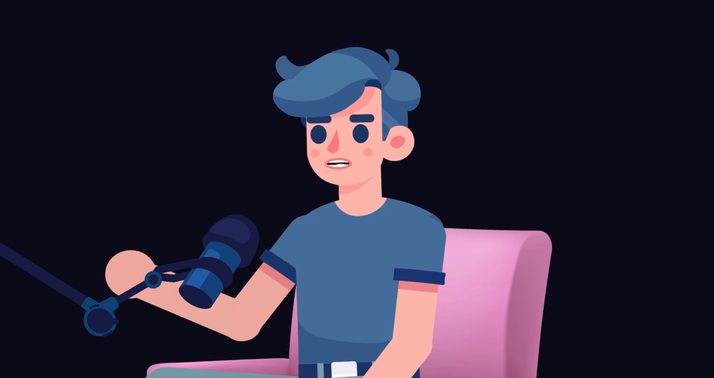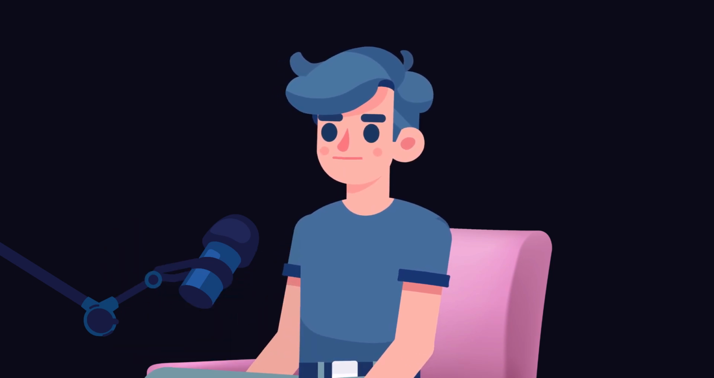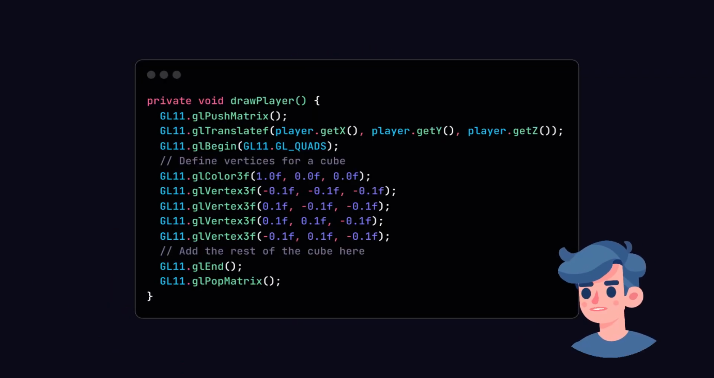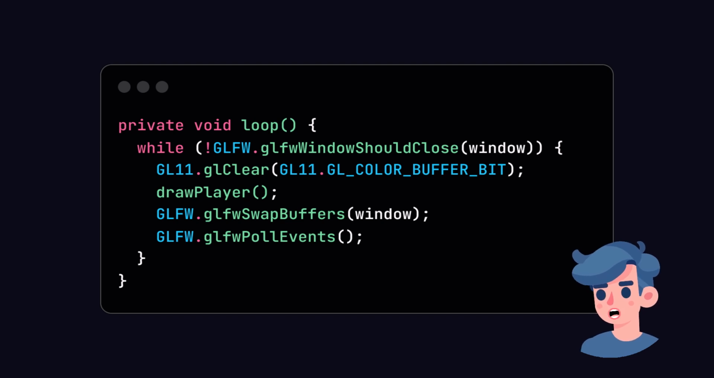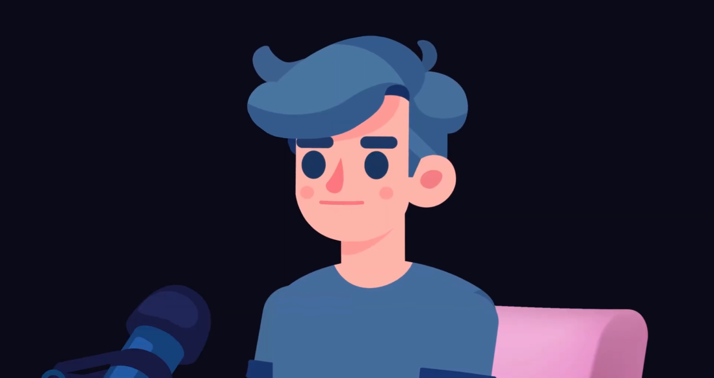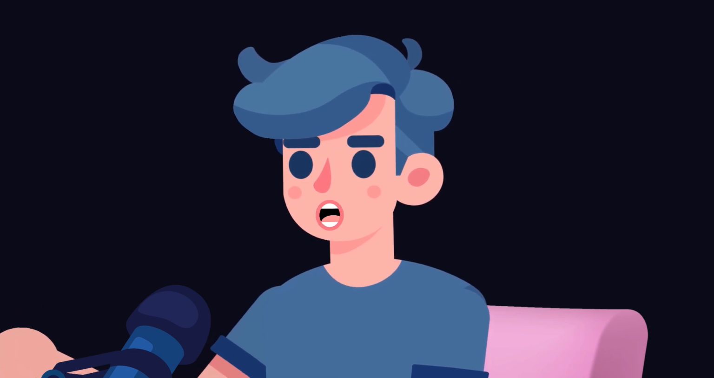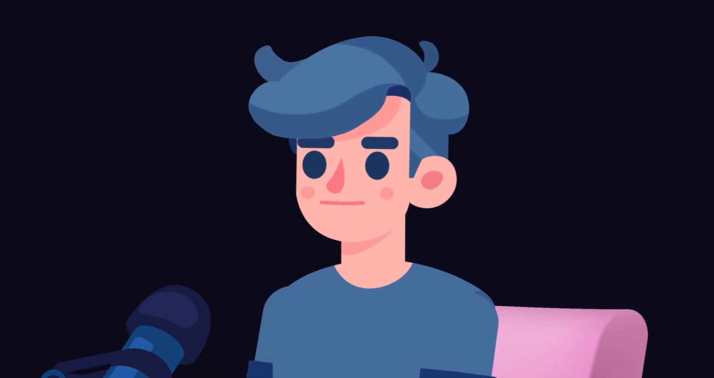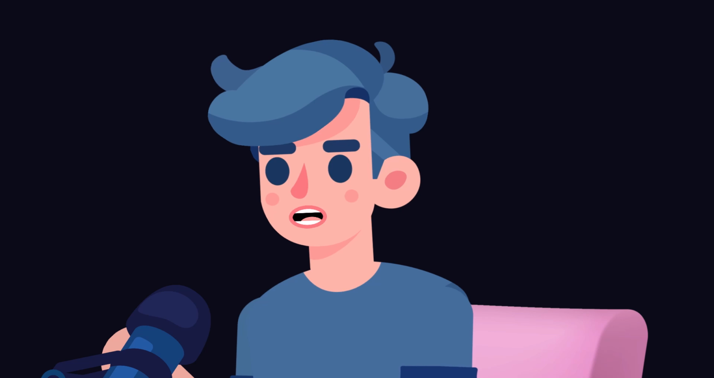Next, we want to visualize the player's movement on the screen. To visualize the player, we'll draw a simple cube using OpenGL commands. Add the following method to your game class, drawPlayer. You'll also need to call drawPlayer inside the loop method to render the player cube each frame. Run your game again. You should now see a red cube representing our player in the game world, which you can move using the W and S keys.